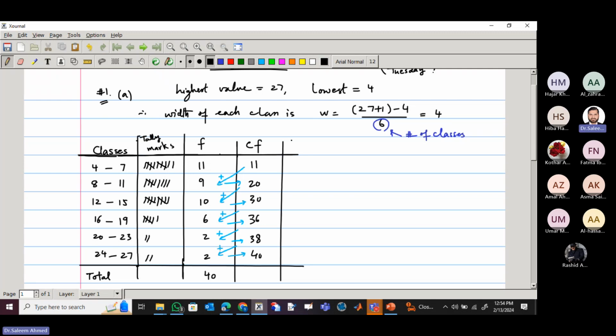And then relative frequency, we divide all the frequencies by the total. So 11 by 40. So this is coming from frequency, not from CF. Okay. So 9 divided by 40, 10 divided by 40, 6 divided by 40, 2 divided by 40, 2 divided by 40. Okay, so this is how we got relative frequency. So the sum of the relative frequency should be 1. Okay.